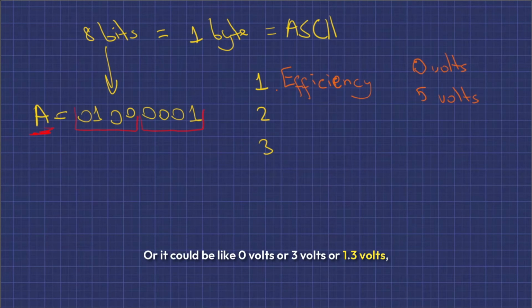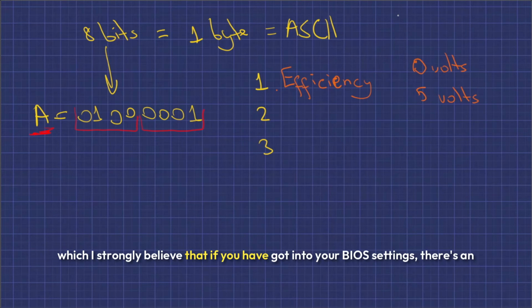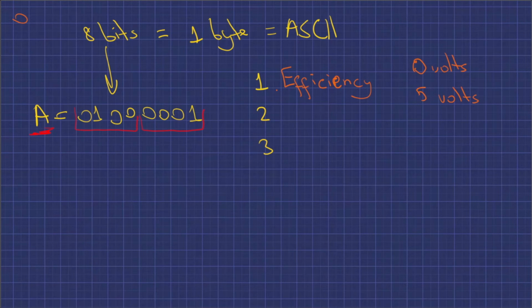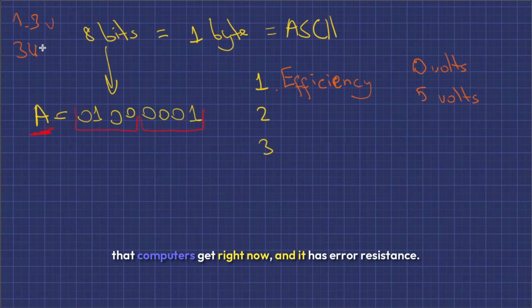Or it could be like 0 volts or 3 volts or 1.3 volts, which I strongly believe that if you have got into your BIOS settings, there's a choice that you can make, with options of 1.3 volts or 3 volts. And yeah, that's basically the most efficient that computers get right now. And it has error resistance.